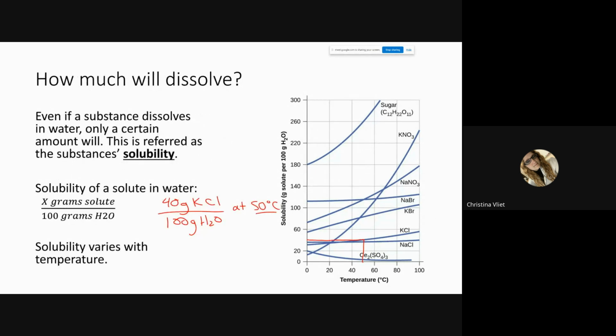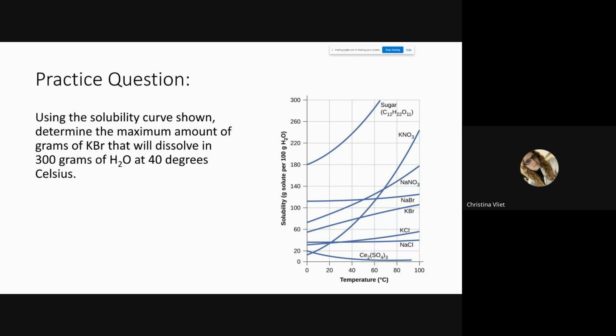So let's take a look at the types of questions. You should just write the question. You don't have to write the graph down because you've got it in front of you. So just write the practice questions down themselves, and then we'll solve them. First practice question. Using the solubility curve shown, write this down so you have it in your notes. This is the type of question you can be asked. What is the maximum amount of grams of KBr that will dissolve in 300 grams of water at 40 degrees Celsius? What would you do for that?